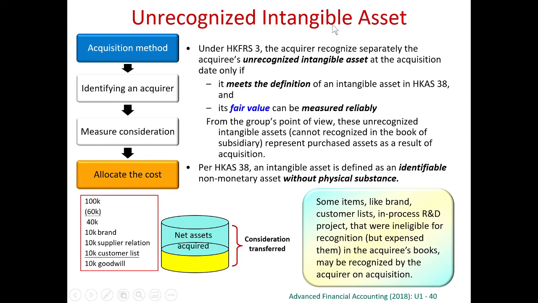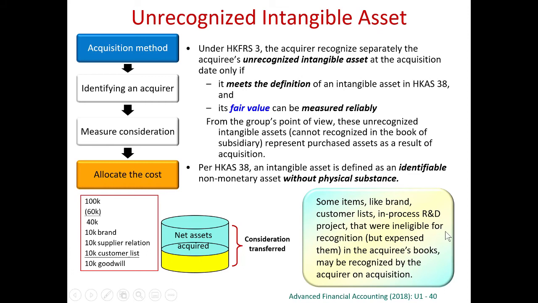So what is an intangible asset? We must have studied Hong Kong Accounting Standard number 38. An intangible asset is defined as an identifiable non-monetary asset without physical substance. So the question is, why in a business combination can we allow the recognition of such intangible assets? For example, for brand name, we understand that an internally generated brand name cannot be recognized in the individual financial statements. Customer list, every company has got a customer list. You will not recognize it as an intangible asset in your own financial statements.